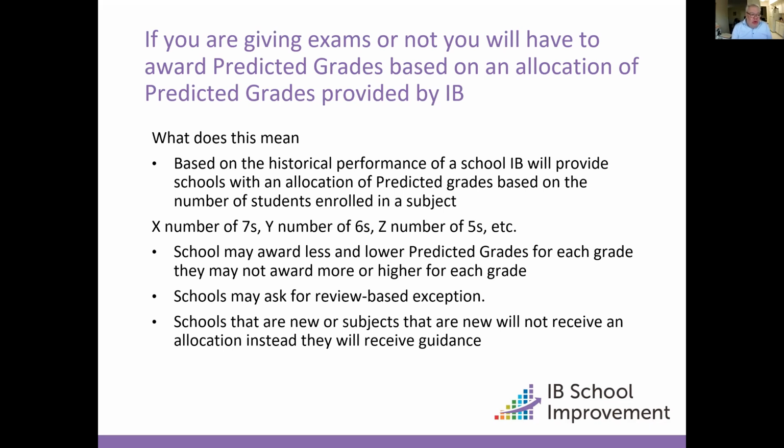Schools that are new, meaning that you have not awarded grades, or if you have not given exams, or subjects that are new, meaning that you have had a history of giving exams, but you have a new subject. So say you're starting IB economics this year. If you're new, you will not receive an allocation. Instead, you will receive guidance based on historical performance.